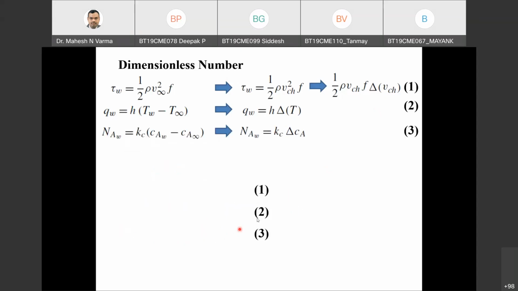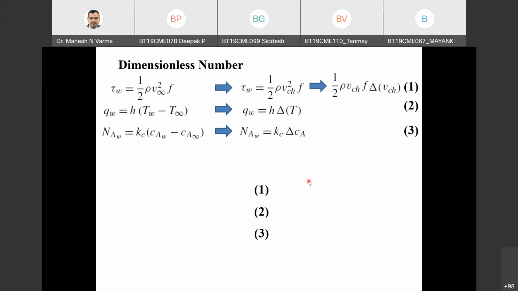So here I can say this is the driving force, and this is actually the mass transfer coefficient. So this is clear.